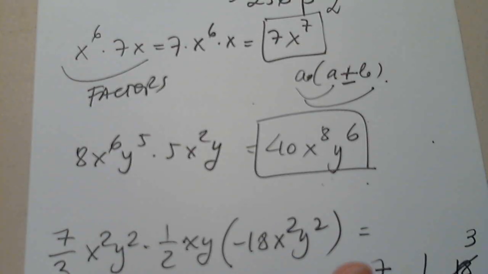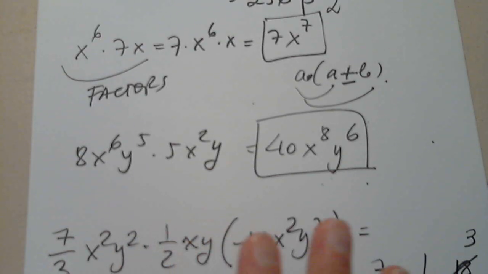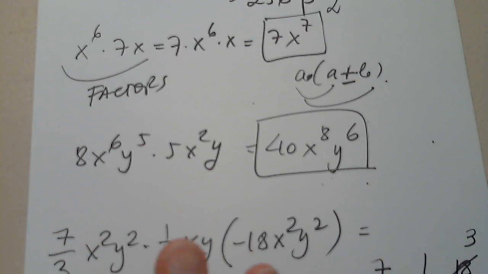Again, sign first, so you can eliminate parentheses. Factors, numerical factors next. X squared times x squared is x to the 5th. Copy the base, add the exponents. Y squared times y squared. Copy the base, add the exponents. And this is final.